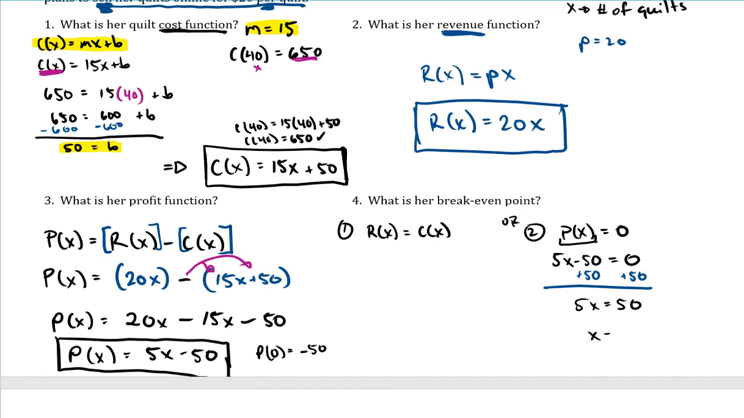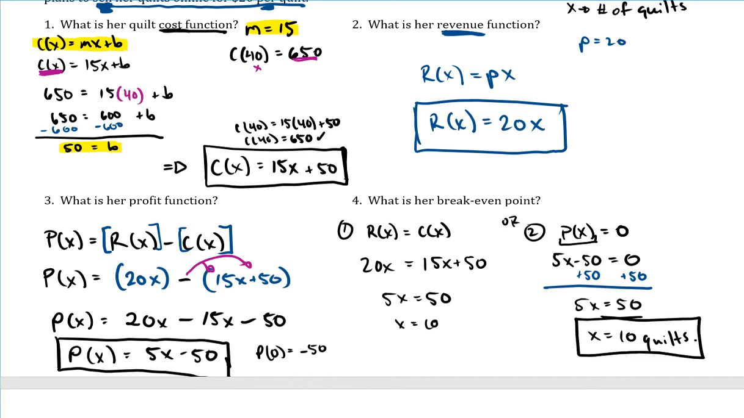We'll have 5x is equal to 50, and then we could divide by 5. I don't think we need to show work for that. I'm just going to say 50 divided by 5 is 10. So it looks like it'd be 10 quilts. We could verify if we set the revenue function, which is 20x, equal to the cost function, 15x plus 50. Notice when we subtract the 15x over, we get 5x equals 50, which is the same as over there, and x equals 10 would be the answer. So to break even, she would need to sell 10 quilts. I'm boxing the one on the right because it had quilts already written.